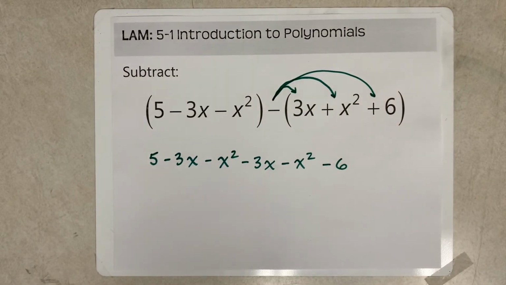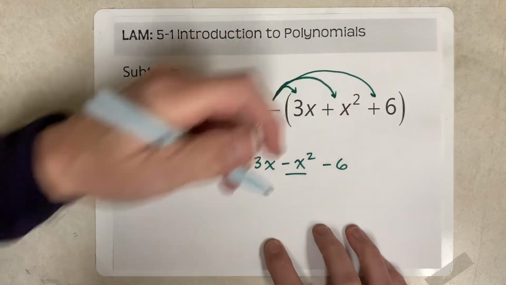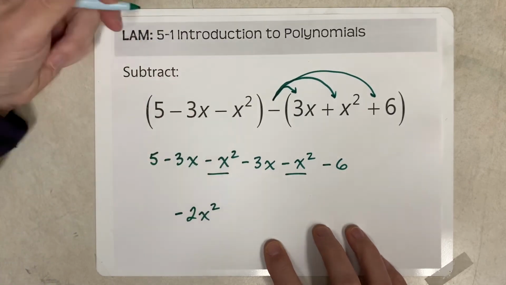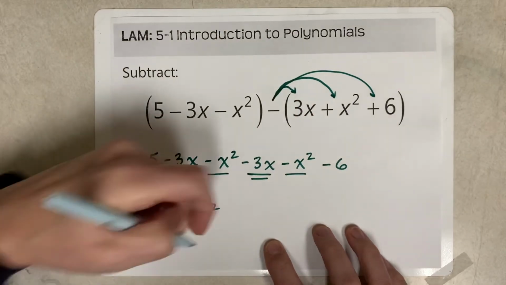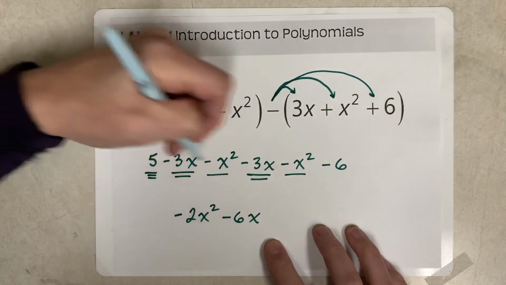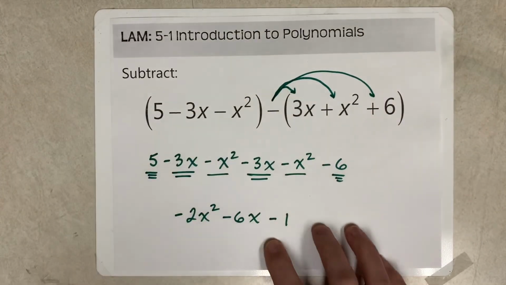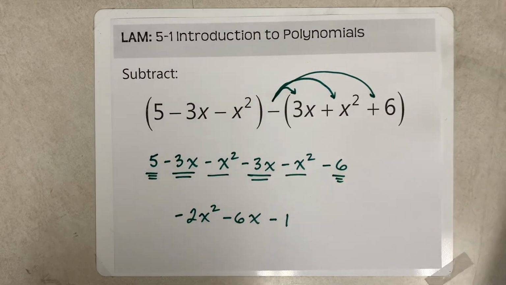All right, so now we're going to combine like terms. Negative x squared and negative x squared are going to give me negative 2x squared. Negative 3x and negative 3x are going to give me a negative 6x. A 5 and a negative 6 are going to give me a total of negative 1. And that is going to be my final answer for that subtraction problem.